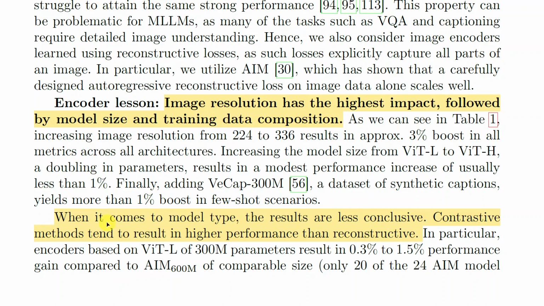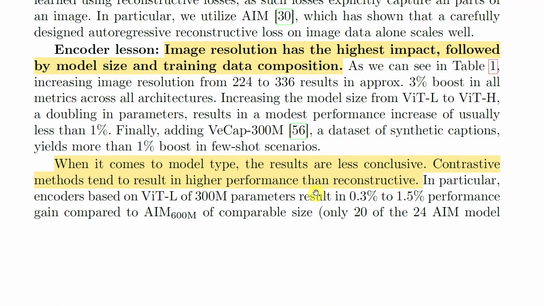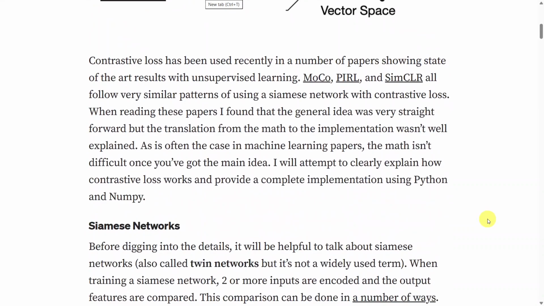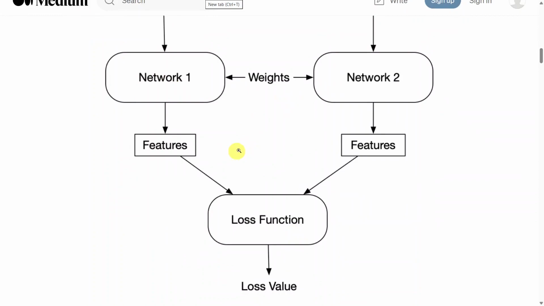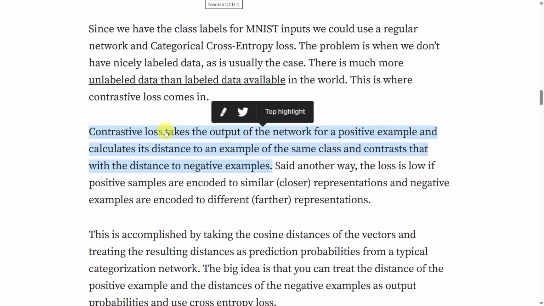When it comes to model type, the results are less conclusive. Contrastive methods tend to result in higher performance than reconstructive methods. So what is contrastive loss? This blog has a nice explanation for it. Link is in the description. So going through, we have two inputs, input 1 and input 2, which go through the networks, and these networks have weights, and then we have the features, which go through the loss function to get the loss value. So in contrastive loss, it takes the output of the network for a positive example and calculates its distance to an example of the same class and contrasts that with the distance to negative samples. Said another way, the loss is low if positive samples are encoded to similar representations and negative examples are encoded to different or farther representations.